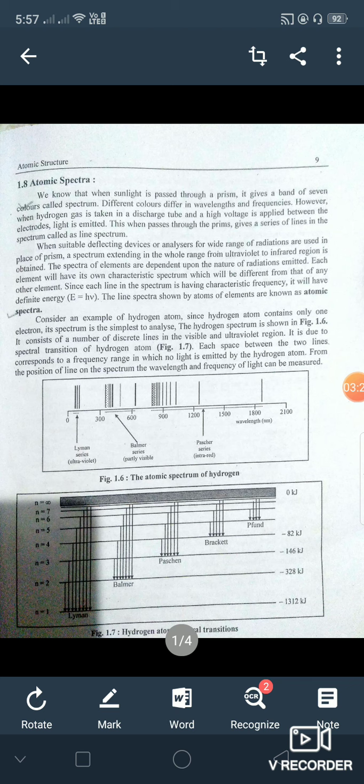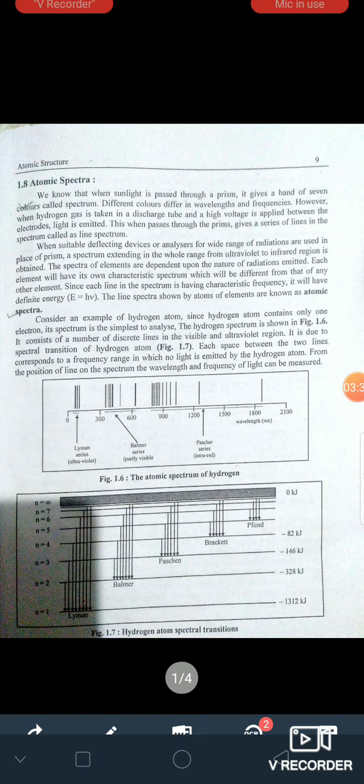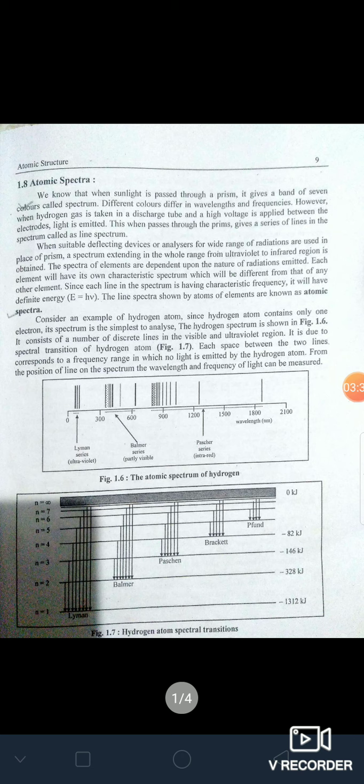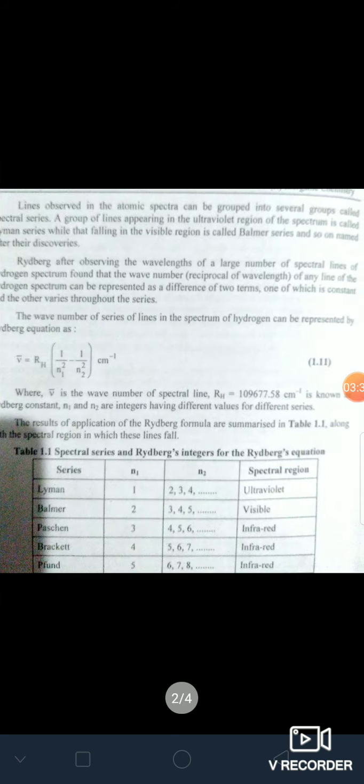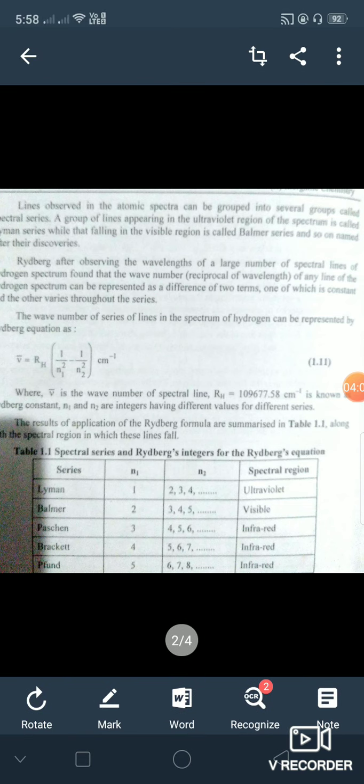In the second figure, hydrogen atom spectral transition, n values and series are also given. Lines observed in the atomic spectra can be grouped into several groups called spectral series. A group of lines appearing in the ultraviolet region of the spectrum is called Lyman series, while that falling in the visible region is called Balmer series, and so on, named after their discoverers.